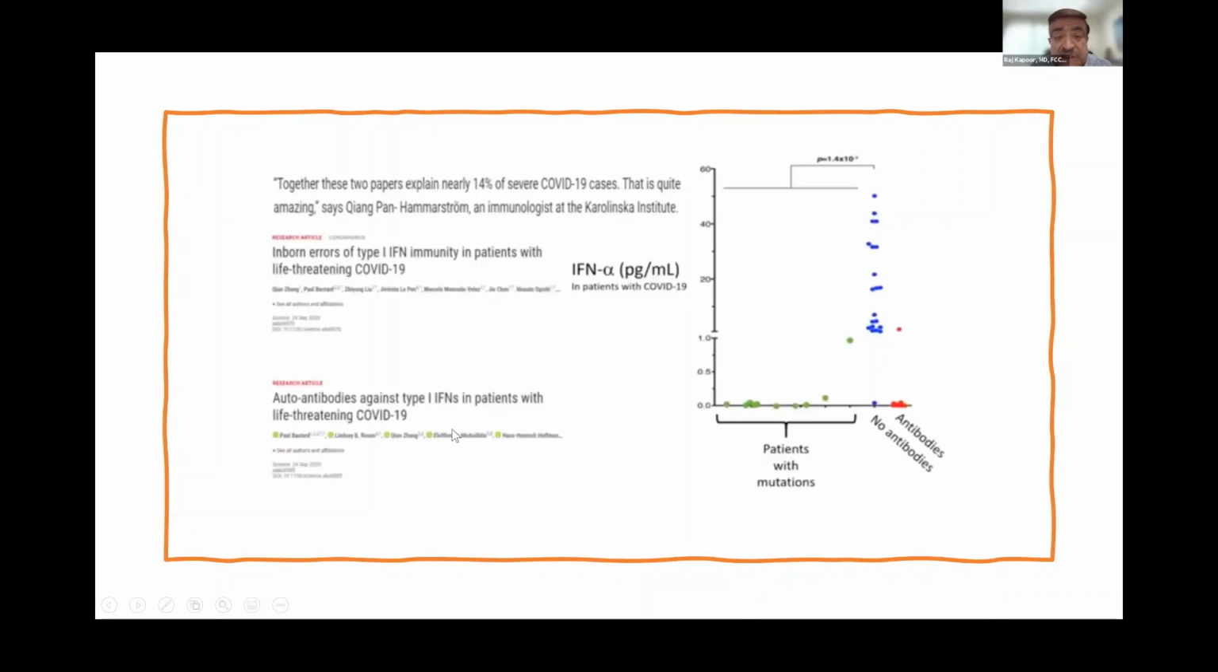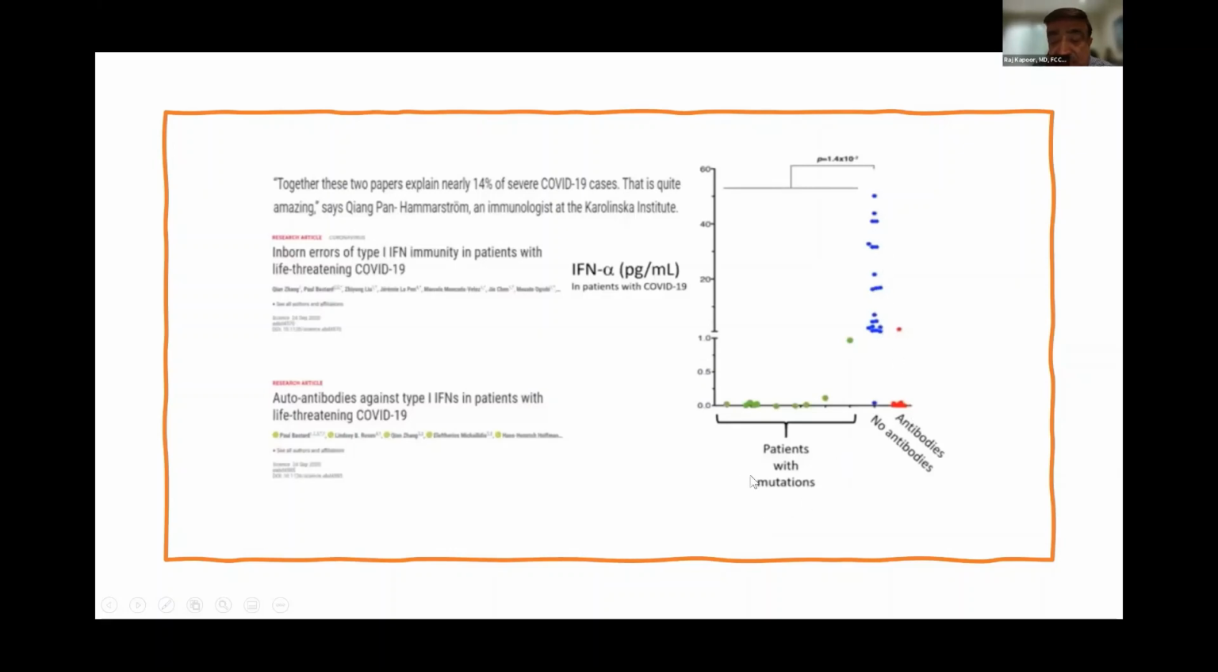This is a very interesting paper from Science magazine. It says that it is the responsibility of the interferon to contain the disease. If the interferon doesn't respond well, then it becomes severe disease. They have seen that patients who do not have any interferon response are the ones who have antibodies to the interferon in their body, and they will not mount a response, and they'll get severe disease.